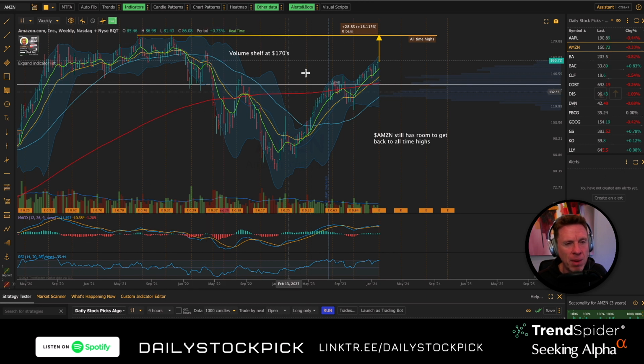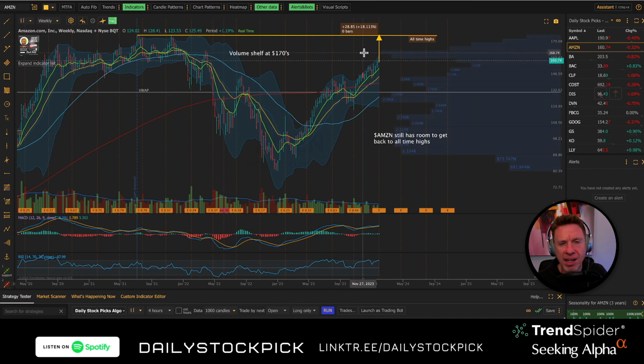If we pull this back right here, you'll see that volume shelf right there at 170. That's where people are holding. That's where it's probably going to pull to. With good guidance, it's going to go from the 160 to the 170. I think this one is my absolute best play.